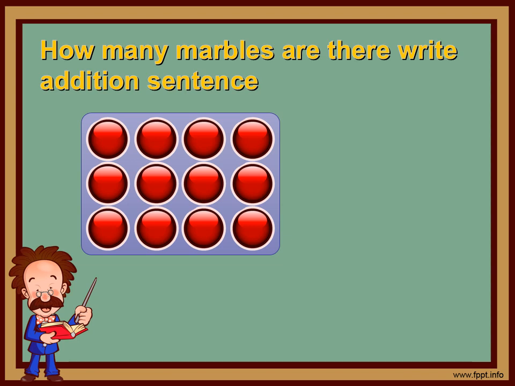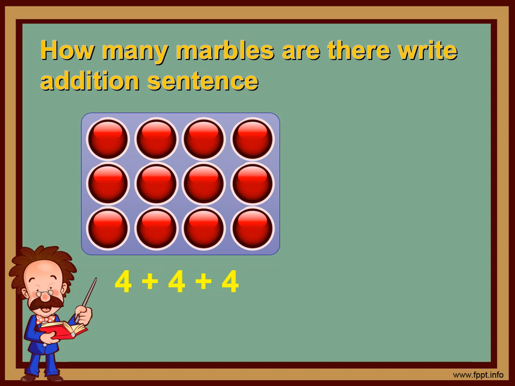So how am I going to write this addition sentence? What do you think? I'm going to start by writing the rows. How many marbles in each row? 1, 2, 3, 4. So these are 4. And then I'm going to write 4 plus 4 plus 4. So this is my first addition sentence.